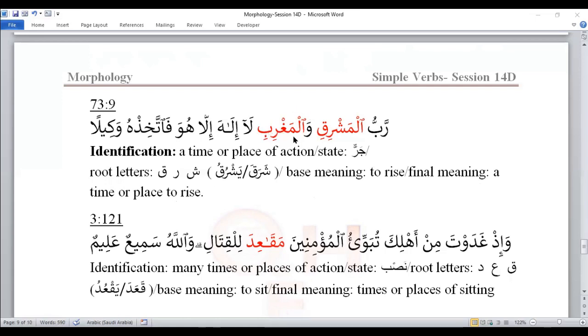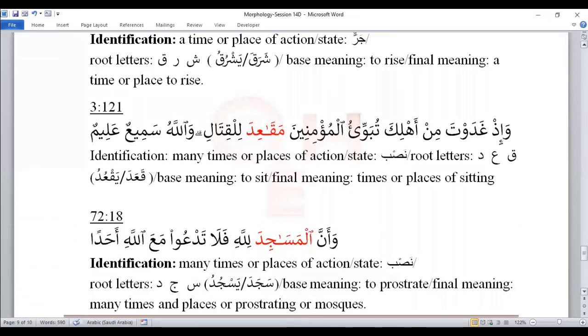Al-Maghrib, we already solved this word in a previous slide. It will be a place or time to set. Now in the next verse, we found the word maqa'id. What does this match with? Mafa'il, right? So this is a broken plural. In general, we can say many times or places of action. State: in this case, the state of nasab, which we will learn in a later course, inshallah. Root letters are qaf, ayn, dal. They take the pattern qa'ada, yaqu'udu, like nasara, yansuru, type A. Base meaning: to sit. So the final meaning will be times or places of sitting.